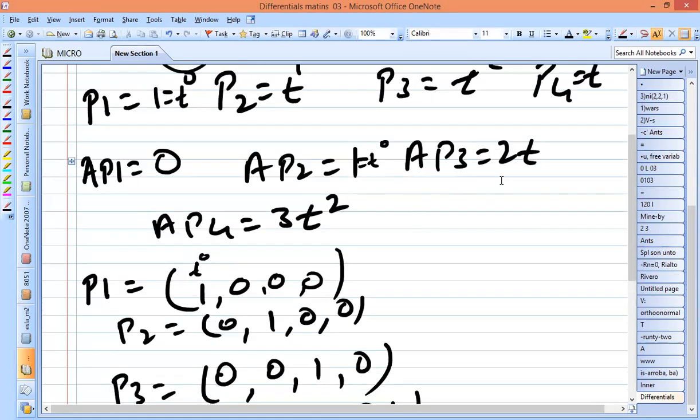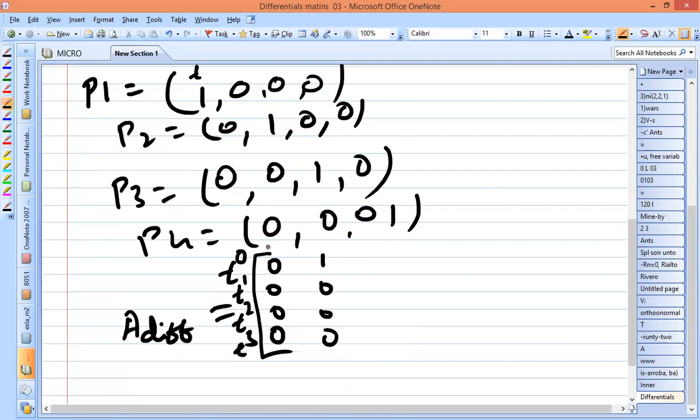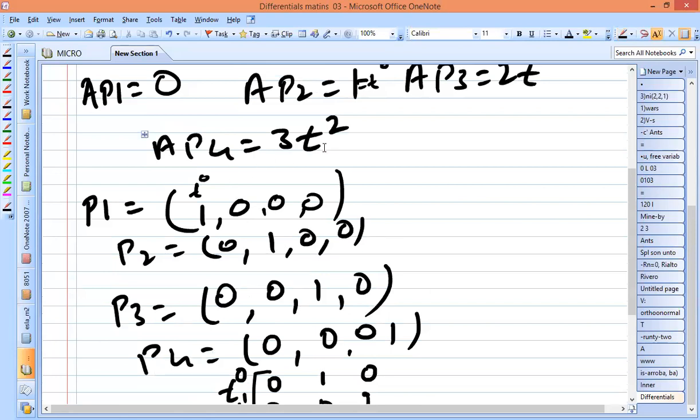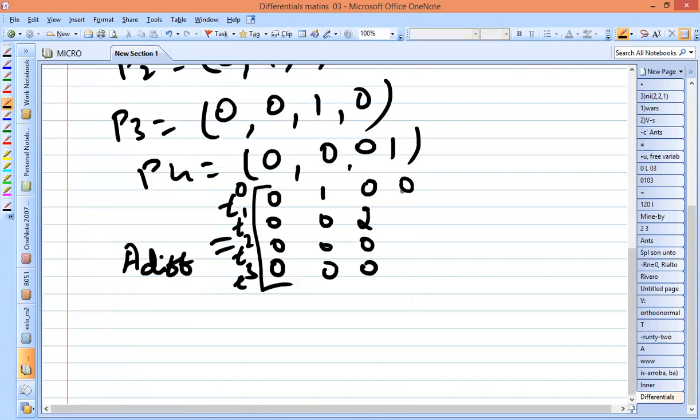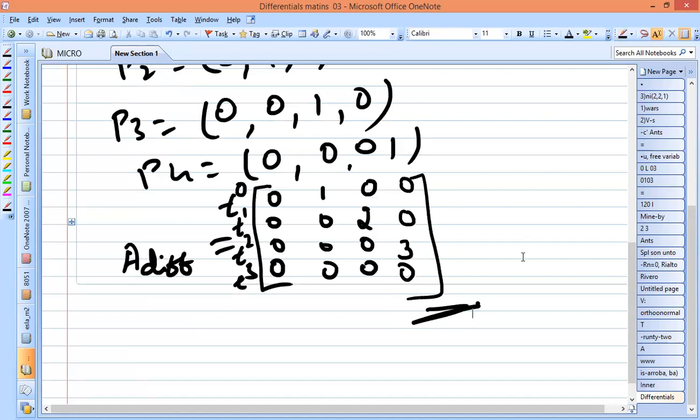AP3 is given with the value 2t. So there is no t to the power 0 element, so you make this 0. For 2t, the t coefficient is 2, and the remaining elements are 0, 0. Similarly, consider the last one, AP4, which is equal to 3t square. Here it has the coefficient only for t square, and for other elements it is 0. So t to the power 0 is 0, t to the power 1 is 0, this is 3, and the next one is 0. So this is the differentiation matrix for the given polynomial of degree 3.